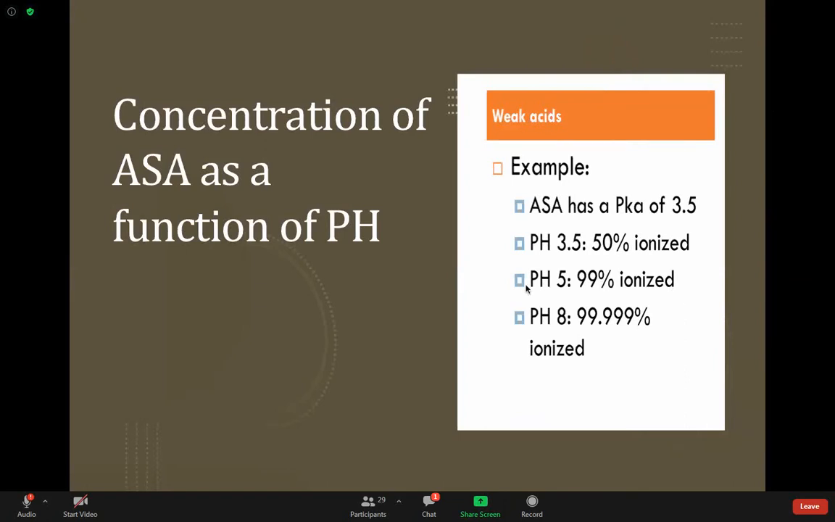So as I said, at 3.5, 50% has a charge and 50% doesn't. The 50% that doesn't have a charge can go to the tissues, and that's why we don't like it. We try to increase the urine pH to 8, so most of the aspirin is ionized and gets trapped in the urine and excreted. But if the pH of the urine is 3.5, then 50% is going to be absorbed. If it's less than 3.5, then more than 50% will be reabsorbed and will go to the tissues.